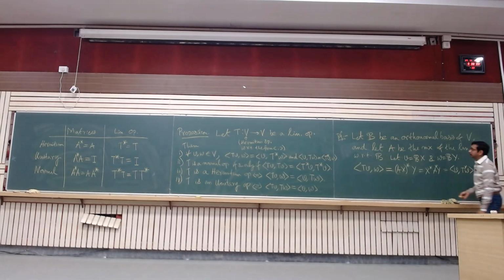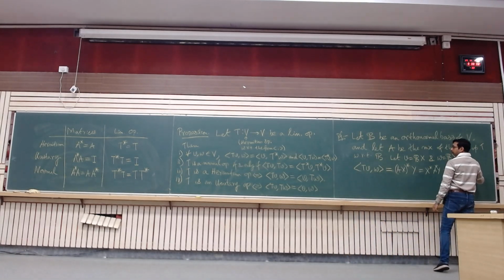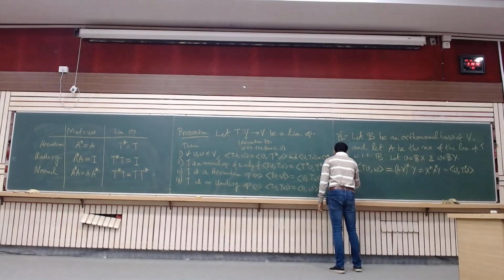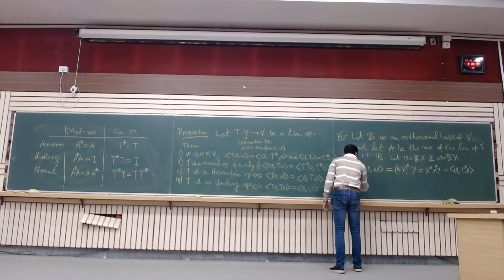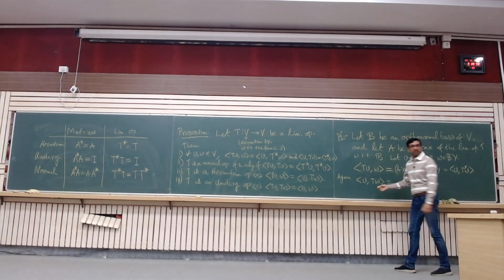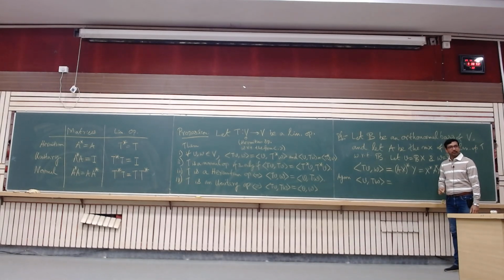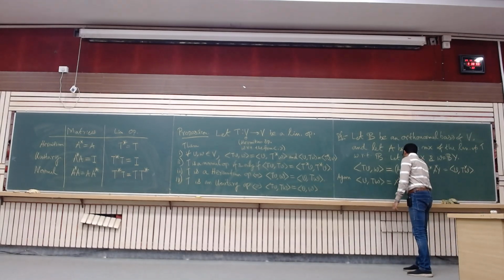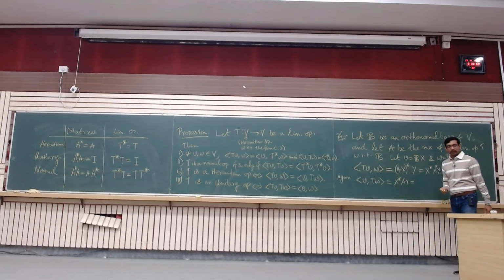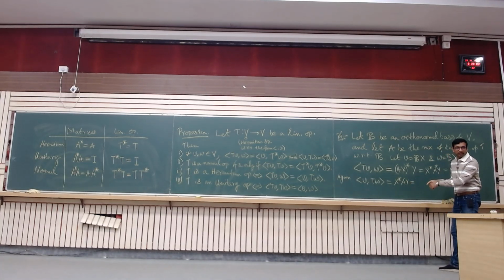Similarly, what was the other thing? Again, V T W. So how should it be? X star A y, that is equal to A star x whole star y, right?